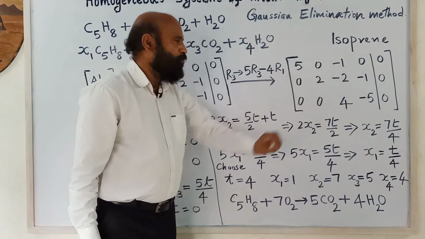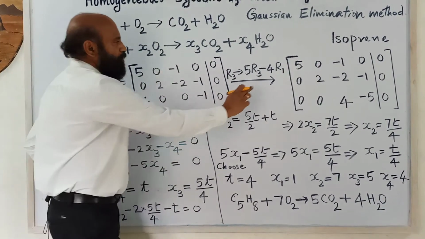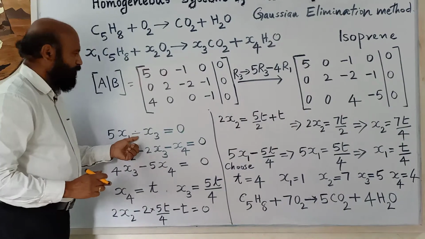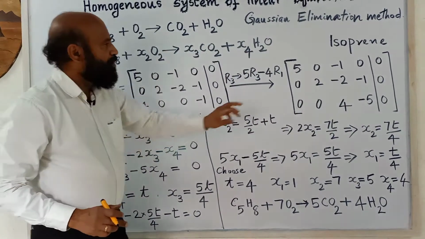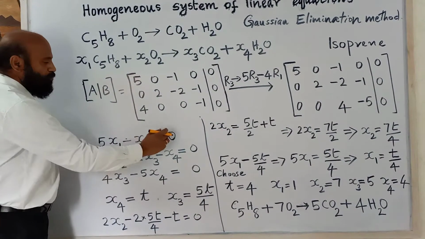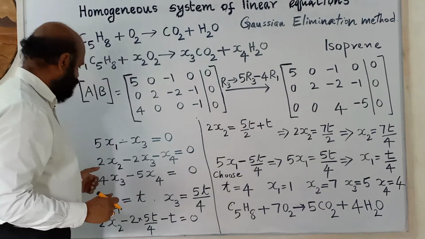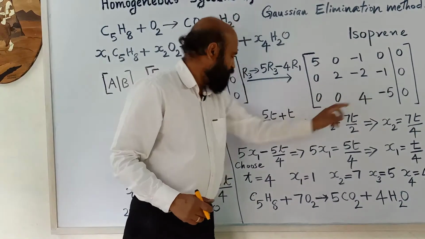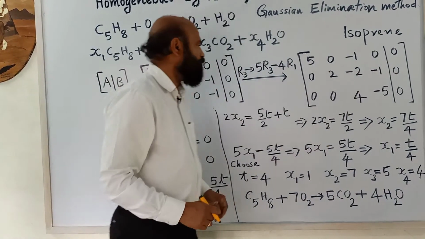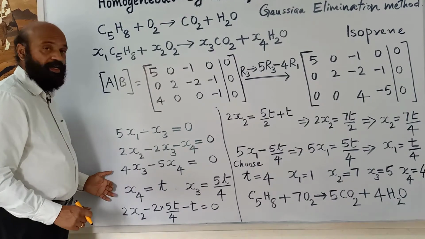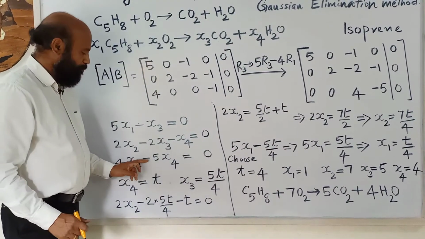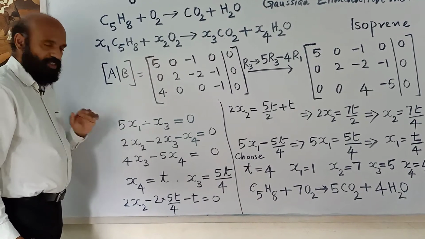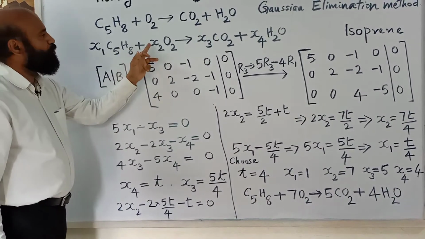Now from the row echelon form of the matrix, we can write the equations. Here 5x1, there is no x2 because here it is 0, minus x3, and x4 is not there because it is 0. So you are getting one equation. Next, there is no x1: 2x2 minus 2x3 minus x4 is equal to 0. Then there is no x1 and x2: 4x3 minus 5x4 is equal to 0. Now there are three equations, but four unknowns: x1, x2, x3, x4.